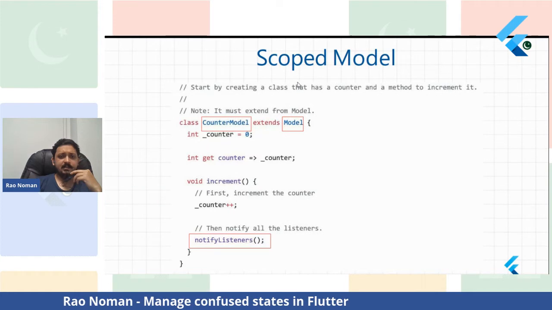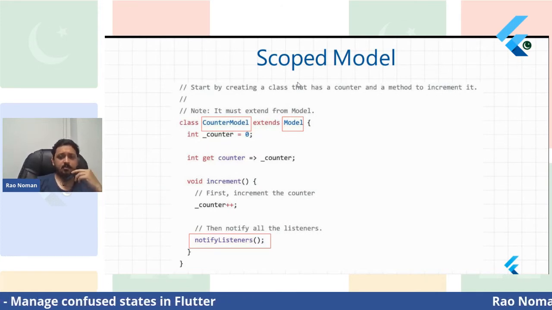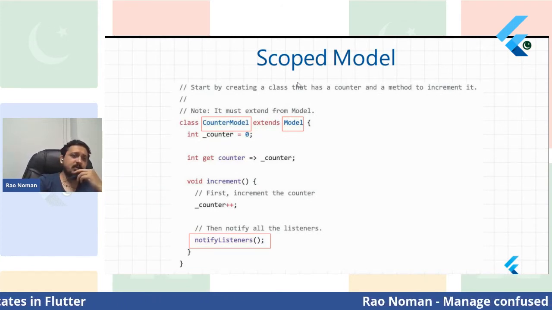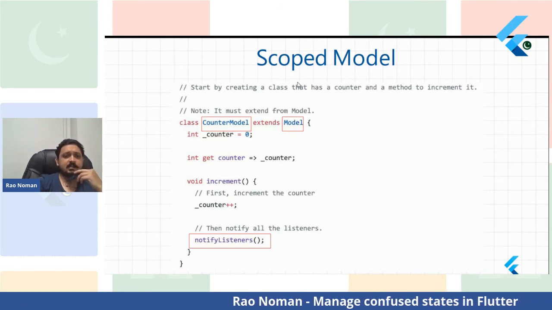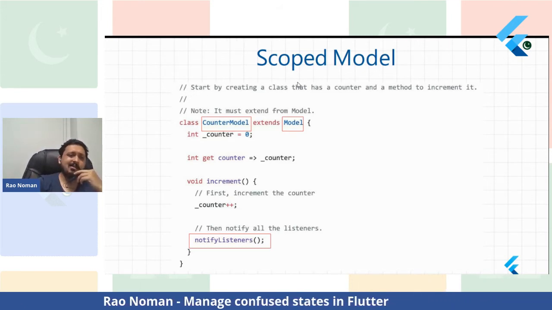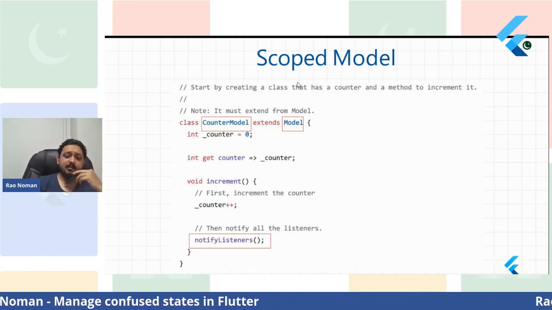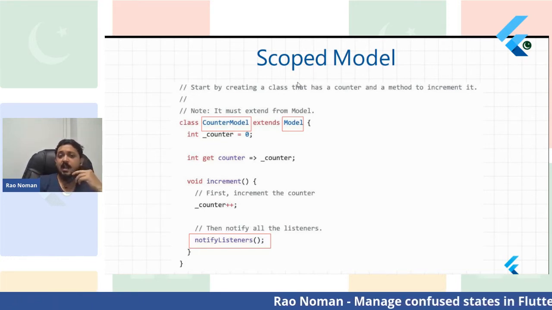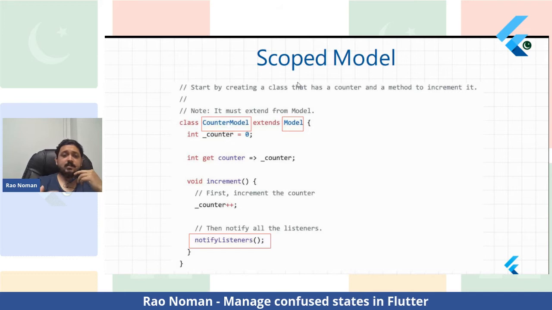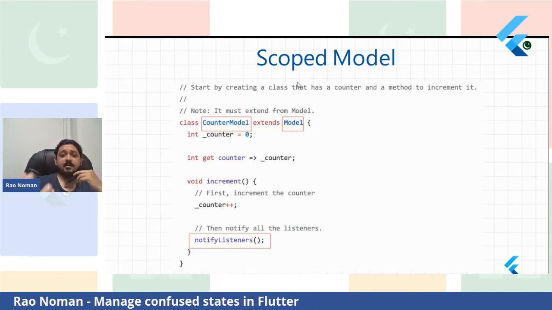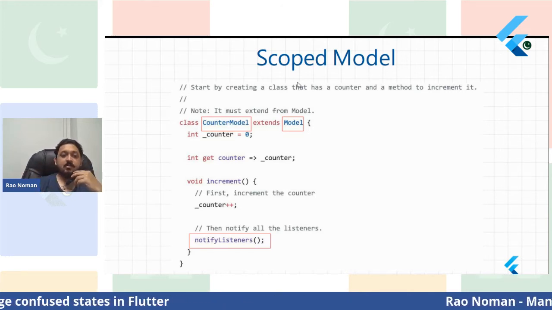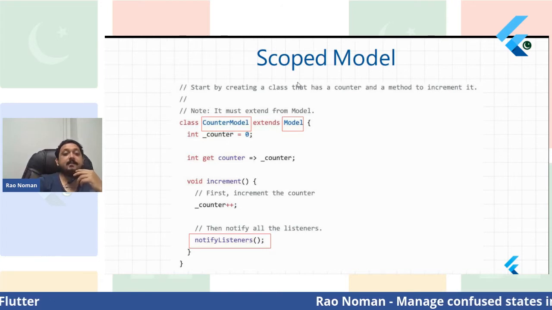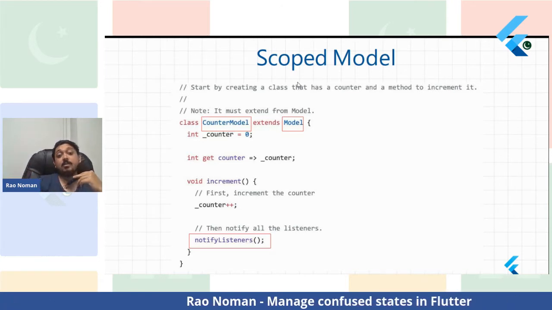So there's a little chunk of code as I described. There's a counter model, and I extend the model class, and my model class has a counter of 0. I create a getter property which will return the counter value, for encapsulation purposes, and I created an increment function. Basically, whatever the state of the counter is, this increment function will increment it by one. That's it. And after it, it immediately calls notify listeners.